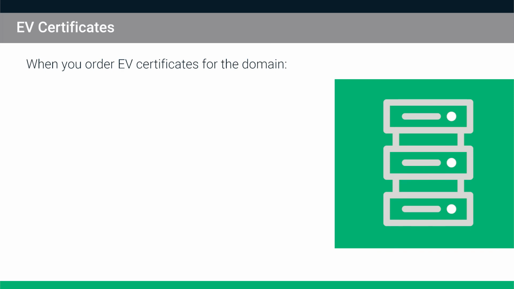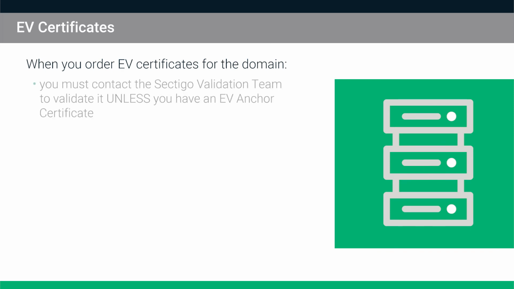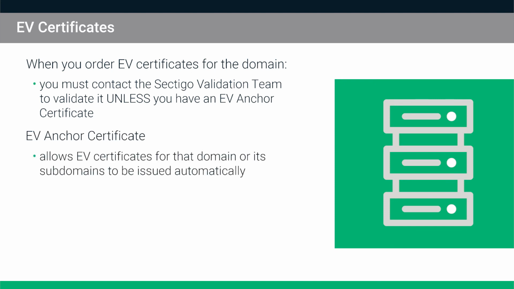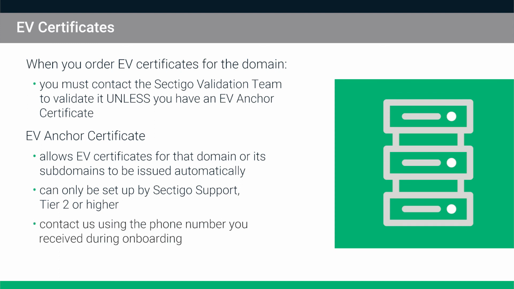When you order EV certificates for the domain, however, you must contact the Sectigo validation team to complete the validation, unless you have an EV anchor certificate. An EV anchor certificate allows EV certificates for that domain or its subdomains to be issued automatically. EV anchor certificates can only be set up by Sectigo support Tier 2 or higher. Contact us using the phone number you received during the onboarding process if you want to set one up.